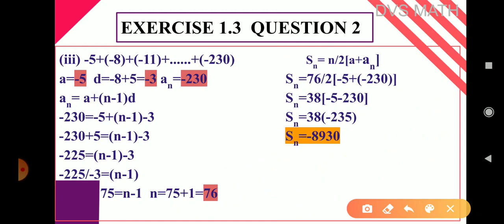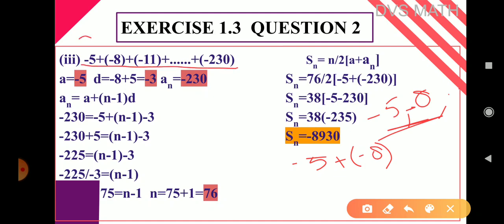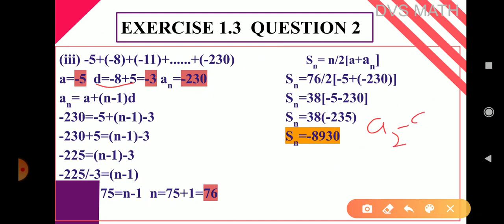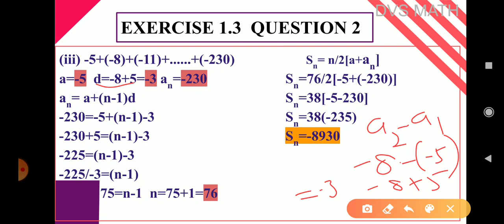Observe here, the question is like this: minus 5 plus minus 8, the sequence is like this, minus 5, minus 8, so on. All are minus. So instead of this, they gave it like this, minus separately. So this is a1 plus a2 plus a3, so on up to an. Using this, let me write a equals minus 5. How to write d? a2 minus a1. What is a2? Minus 8 minus of minus 5. Minus 8 plus 5 will get minus 3. So d is minus 3.